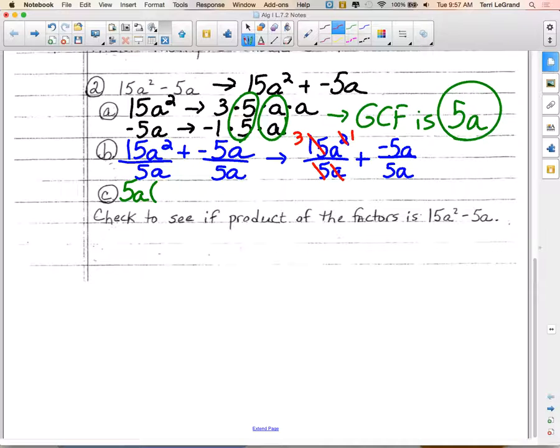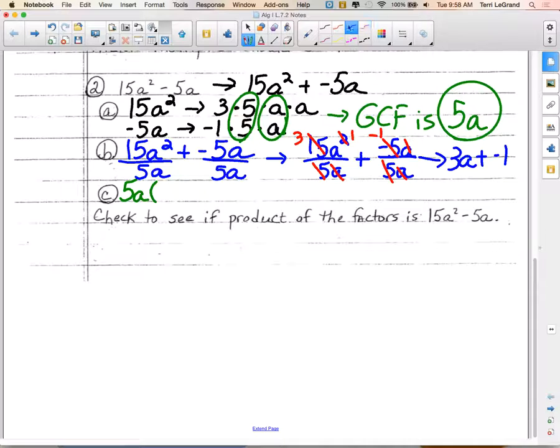Okay, how about the next one? Negative 5A divided by 5. This can go in here a negative 1 time. And can those A's cancel each other out? Mm-hmm. So what do we have? Now what can we say this becomes? What does this term end up as? 3 times A to the first, which is 3A. Plus. What does this term become? Which is negative 1, right?